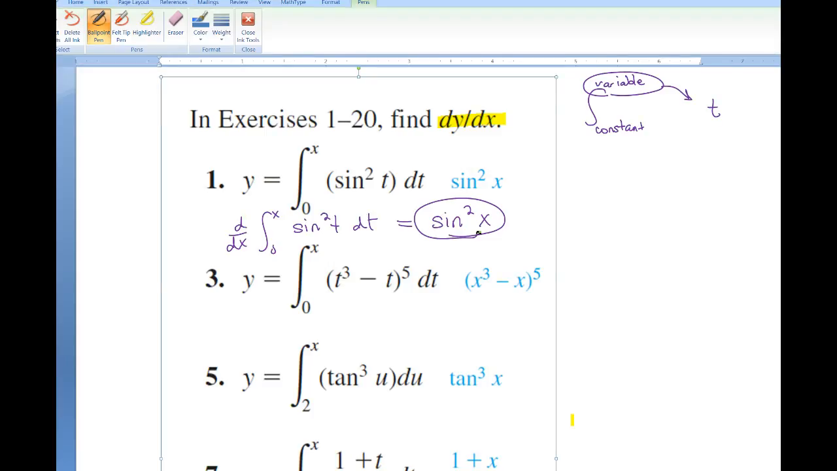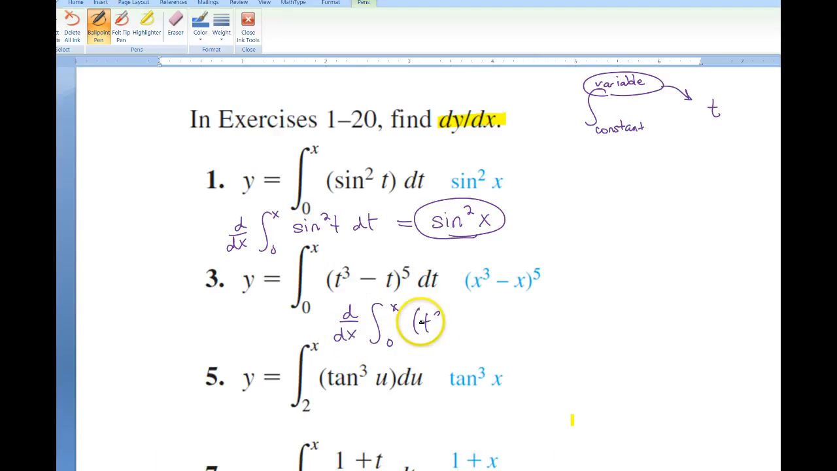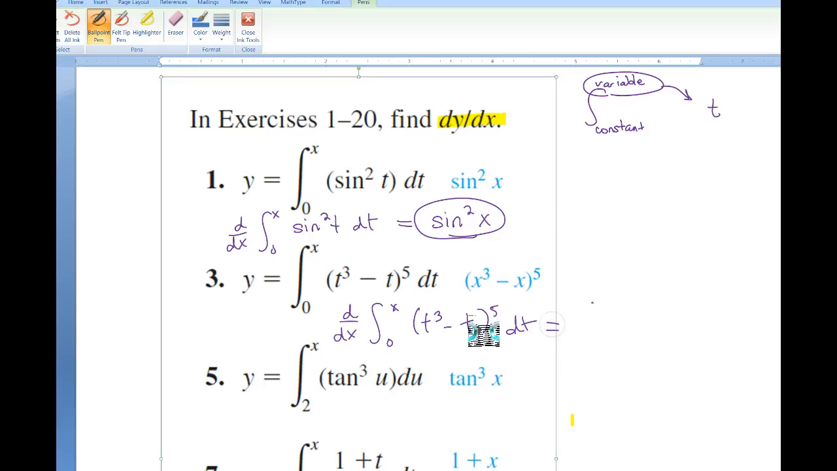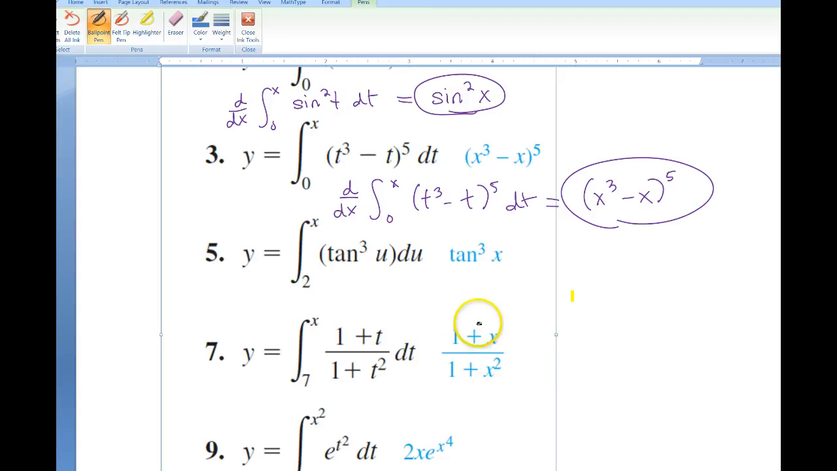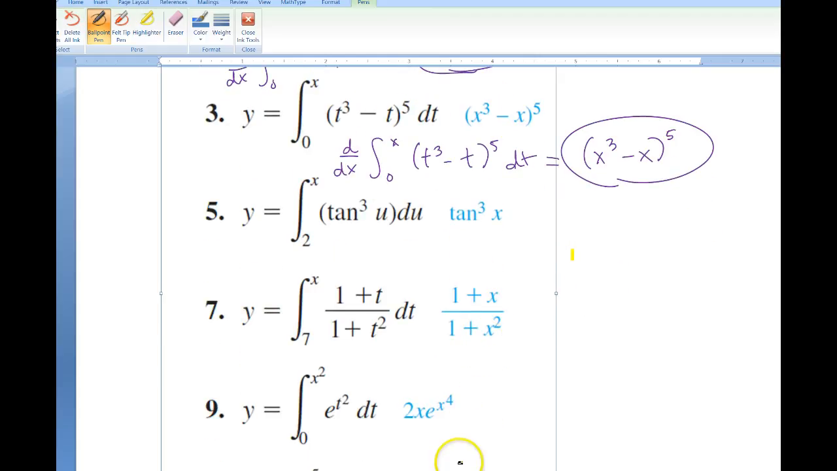So, okay, next one. Is the lower bound a constant? Yes. Is the upper bound a variable? Yes. Do I have to apply the chain rule? No. So it's just d dx of the integral from 0 to x of t to the 3rd minus t all to the 5th just becomes x cubed minus x to the 5th. Next.